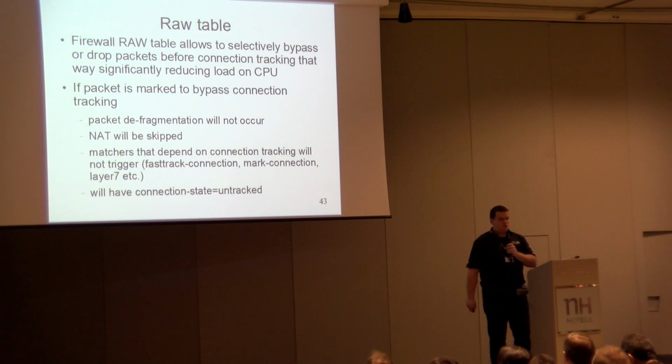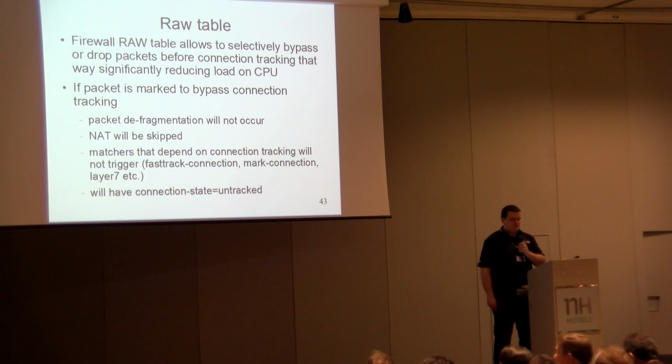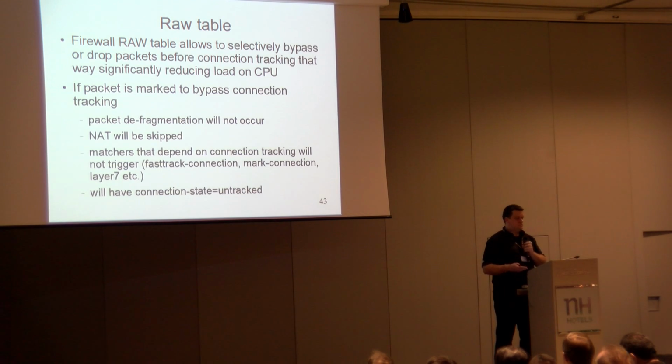Here is one new option that is heavily underused: our new raw table. This table allows you to selectively bypass or drop packets before they actually come to connection tracking. As you know, connection tracking is the most heavily loading feature and the central nervous system of the RouterOS packet flow. So you can stop some traffic from getting to it, which is very, very effective.